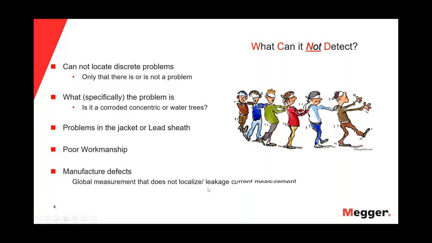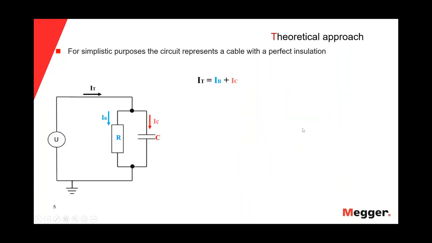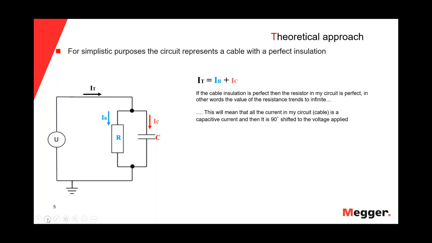Basically, this is a leakage current measurement. Not basically, but that's part of what it is doing here. The theoretical approach, for simplistic purposes, is a circuit that represents a cable with perfect insulation. If the cable insulation is perfect, then the resistor in my circuit, in other words, the value of resistance, trends to infinite.